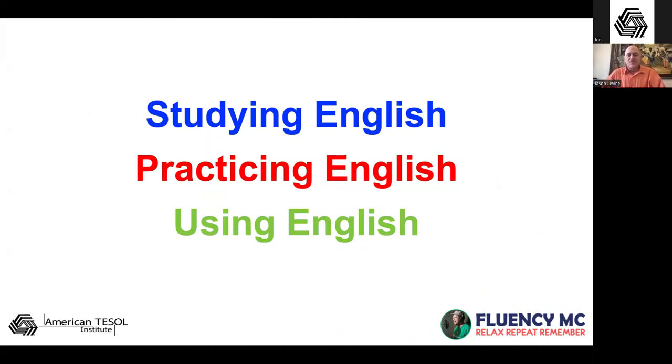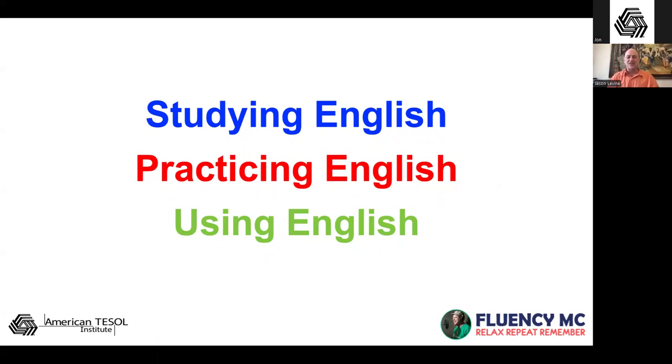So, studying English would be studying how the grammar works, or even studying the meaning. What does "get the ball rolling" mean? What does this idiom mean? And that's important. Meaning is important. But using English, let's jump to that, right? Using English is in the real world, if they're in a meeting and they need to introduce their idea, interrupt somebody, that sort of thing.